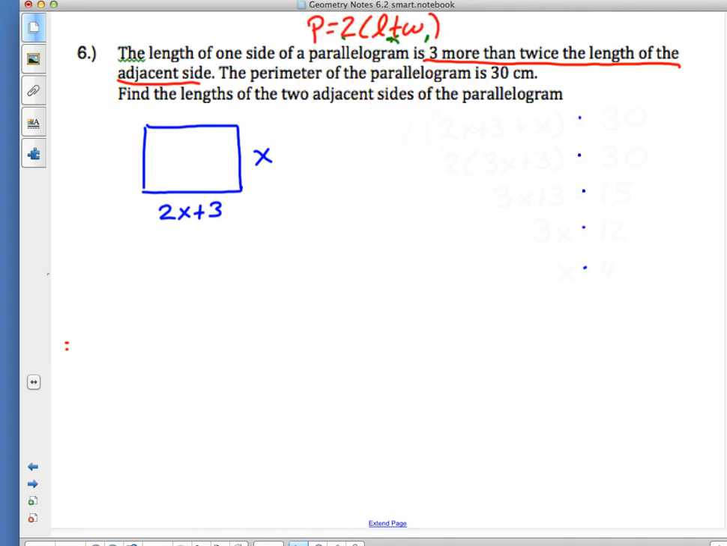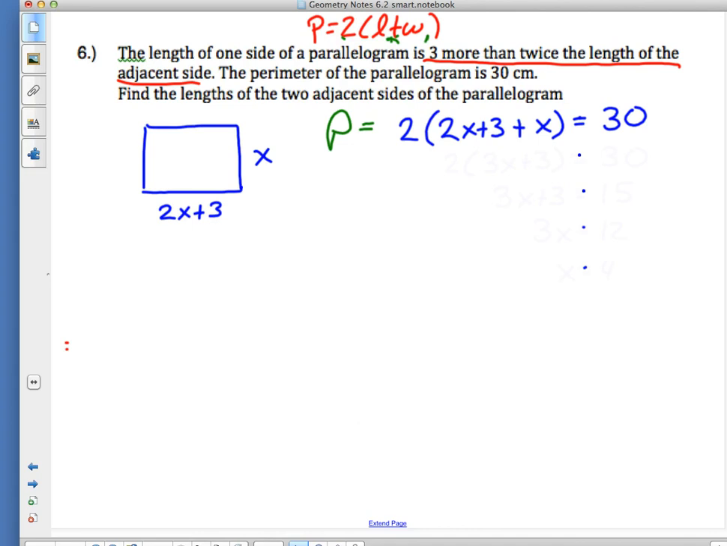So now, with that said, I'm here, maybe. Boy, I threw that all over the place. And I'm going to take my perimeter, and I'm going to set it equal to 30. Where did I get 30? It's in my problem.